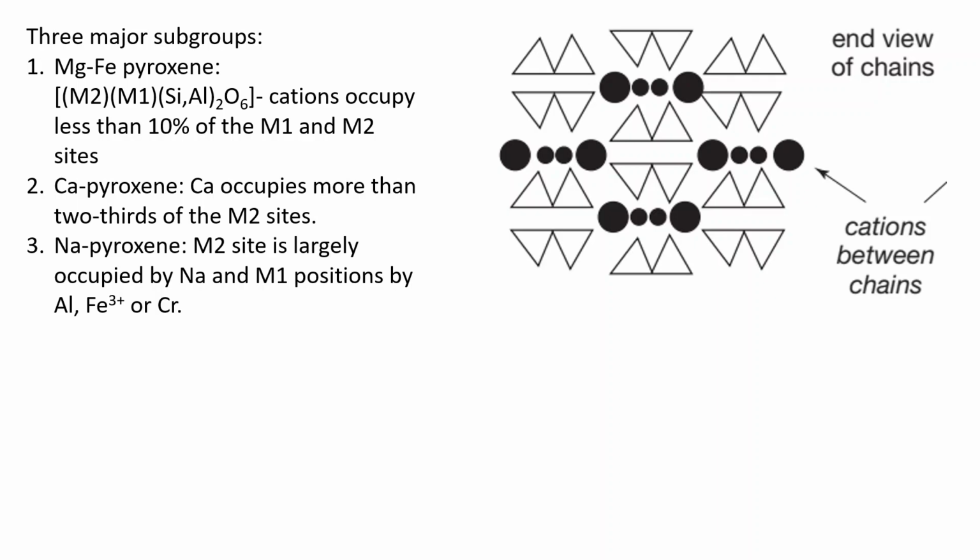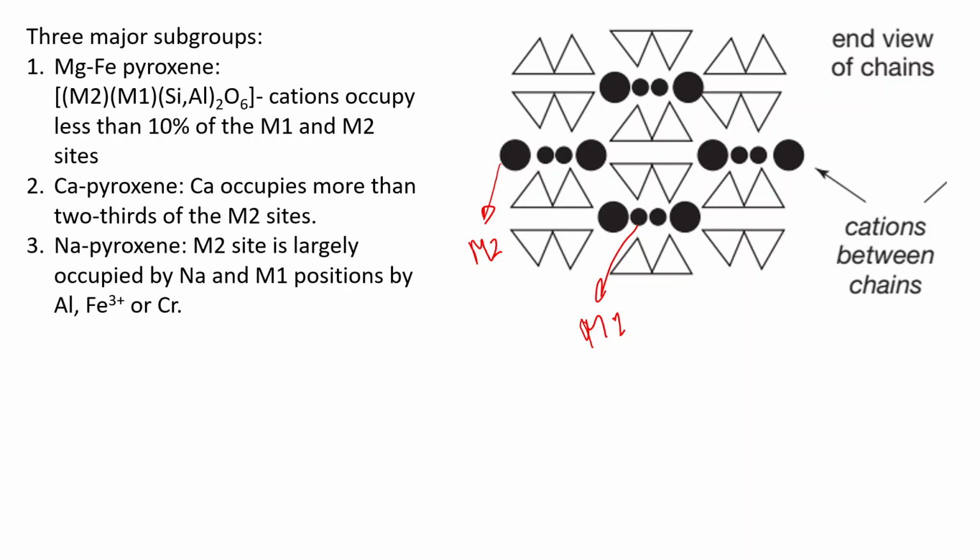Now look at this general view. In the end view of the chains, you can see the larger circle represents M2, while the smaller circles represent M1. So M2 and M1 are the sites where the cations are placed.